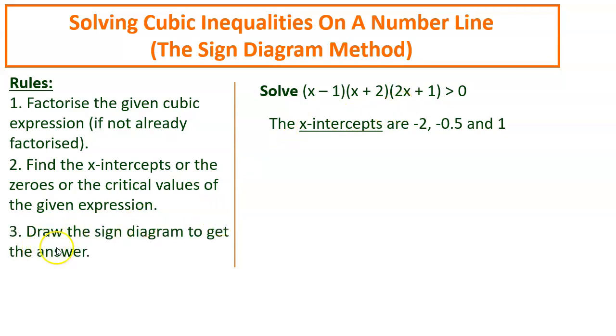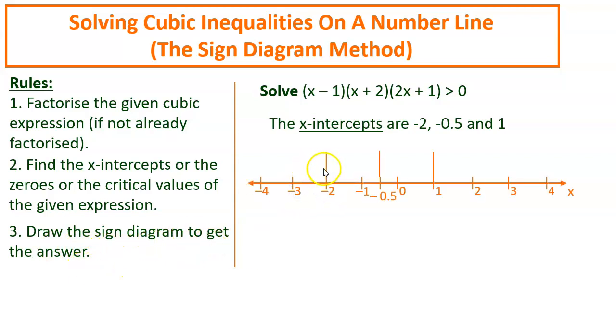Rule number 3 says draw the sign diagram to get the answer. In case you're not familiar with this sign diagram, you can watch my video on solving quadratic inequalities on a number line using the sign diagram method. Over there also you can see how we use the sign diagram to get the solution set. So this is just basically a number line.